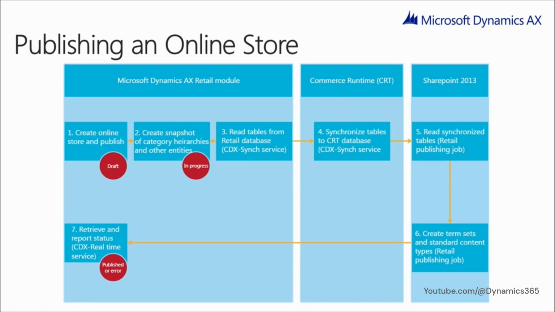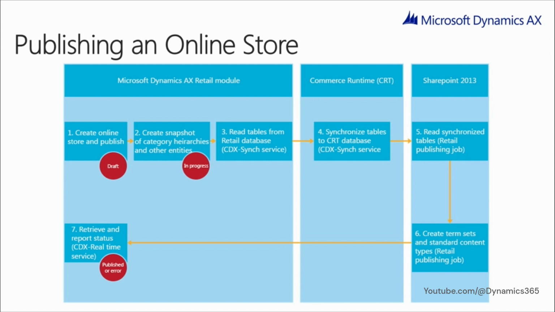So you will find the CRT synchronizing the tables in the CRT database. With this database synchronization, the data gets synchronized to the SharePoint 2013 online storefront. The retail publishing job, which runs as a SharePoint timer job, reads the tables which are mapped in the commerce data exchange and have updated values.